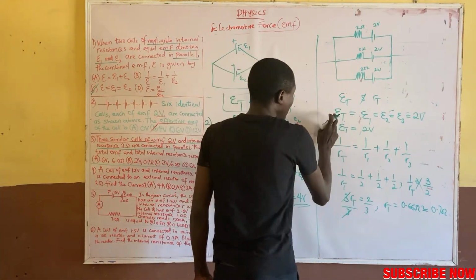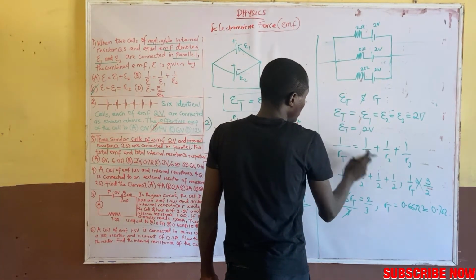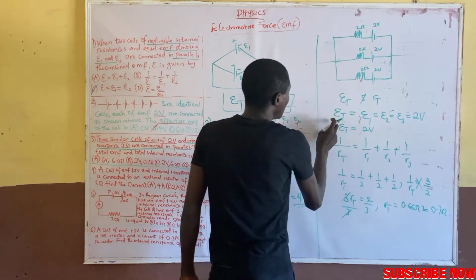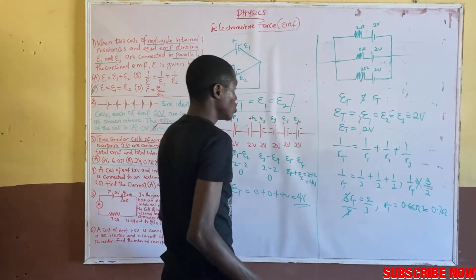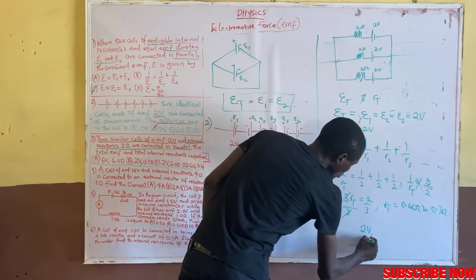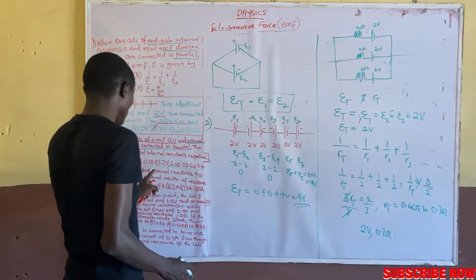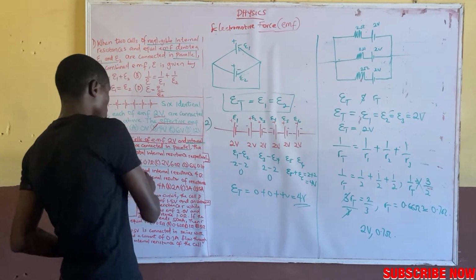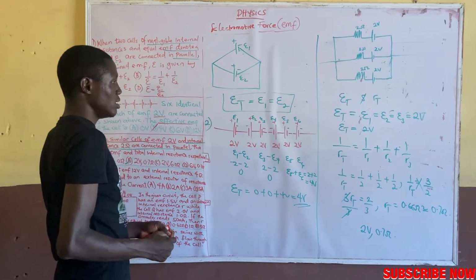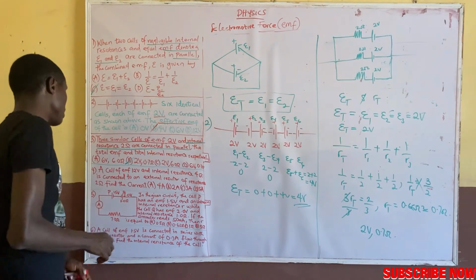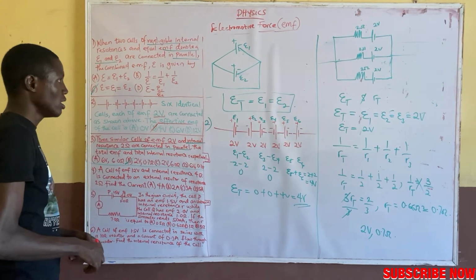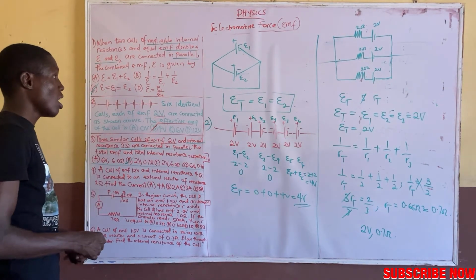So the total internal resistance is 0.7, and the total EMF is what? 2 volts. So the answer is 2 volts, comma, 0.7 ohm. So the option is option B. Now that's that about that.